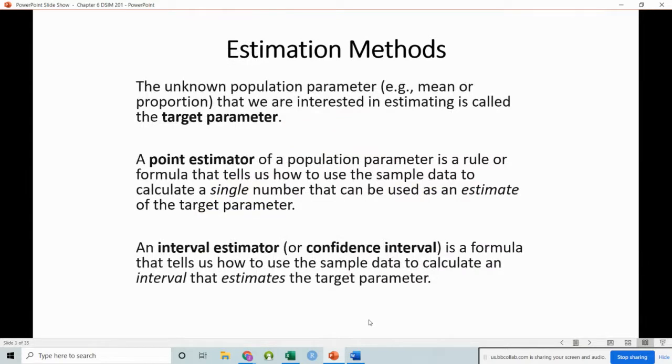Basically, we have a population parameter that is unknown, hence why we want to estimate it. This value is our target parameter, and a point estimator of a population parameter is a rule or formula that tells us how to use the sample data to calculate a single number that can be used as an estimate of the target parameter. An interval estimator, or confidence interval, is a formula that tells us how to use the sample data to calculate an interval that estimates that target parameter.